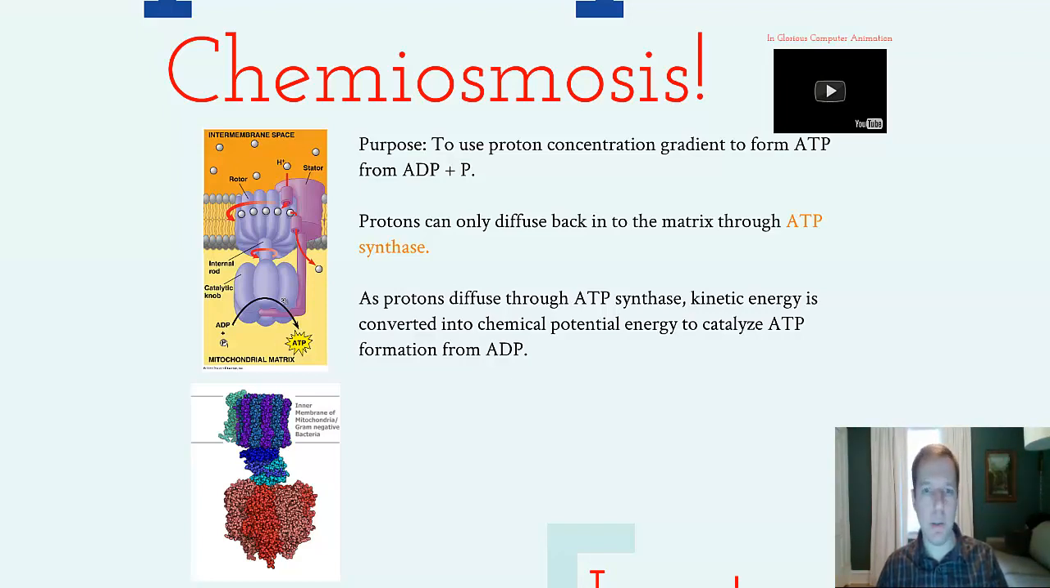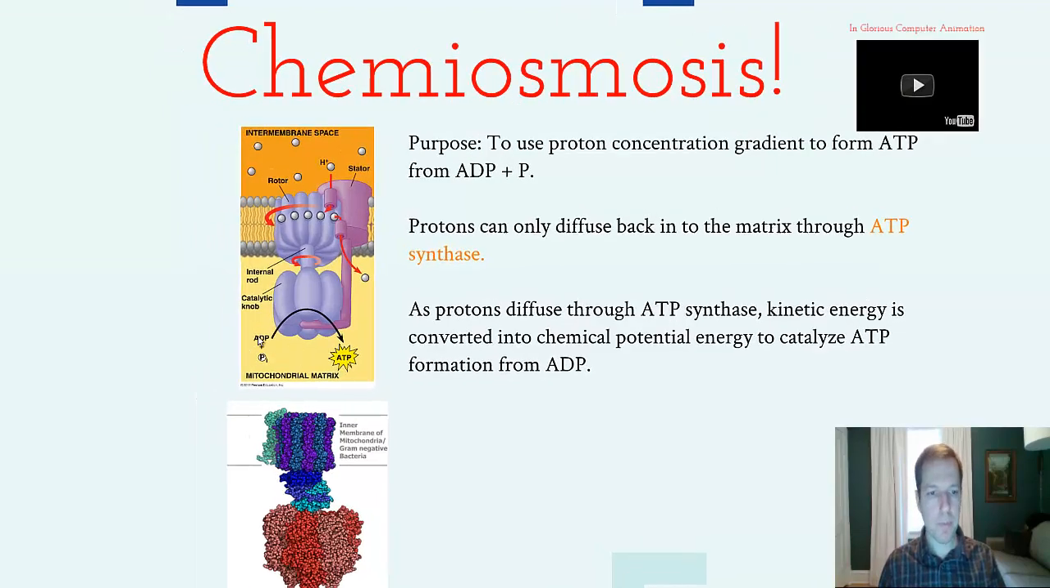That process does not require energy. However, the movement of those protons through ATP synthase is going to utilize that kinetic energy to be able to synthesize ATP by phosphorylating molecules of ADP with free phosphates, which are going to be found located in the mitochondrial matrix.